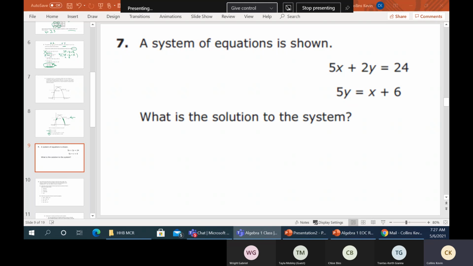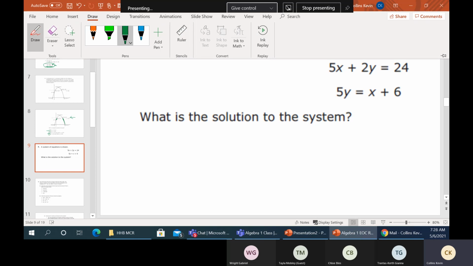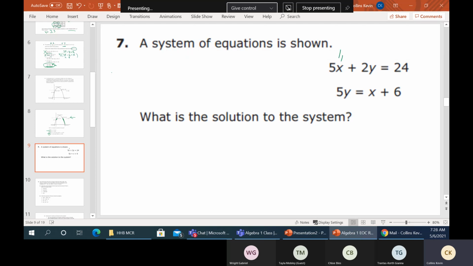Okay, so if x equals 4, what does y equal? Okay, so to check yourself, we could go back in here real quick, right? So we're saying that x equals 4, right? So if we plug that in here, we would get 4 times 5, that would be 20, right? And then y equals 2, right? 2 times 2 is 4. So 20 plus 4 equals 24.